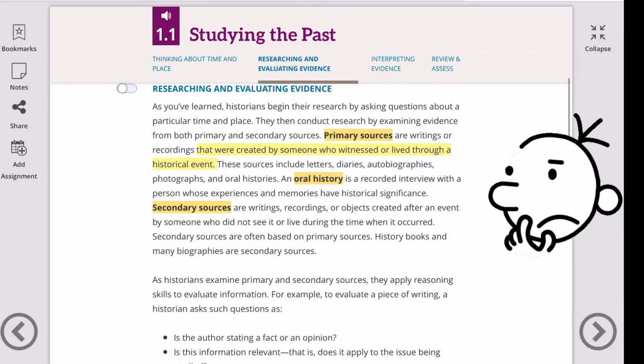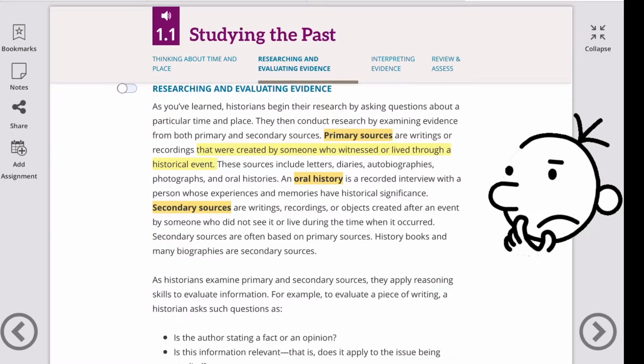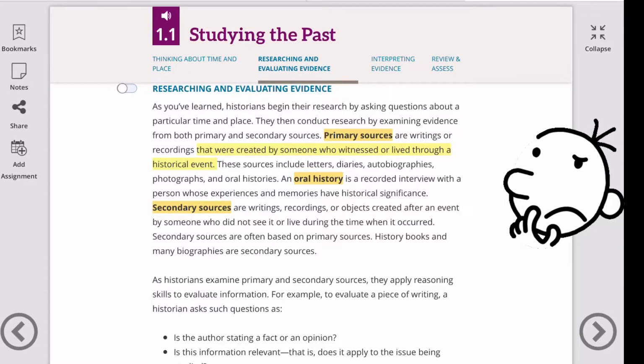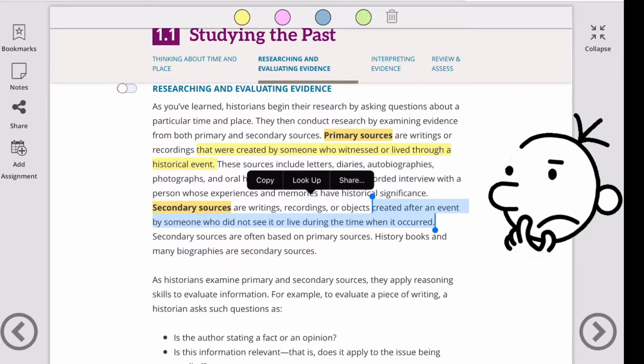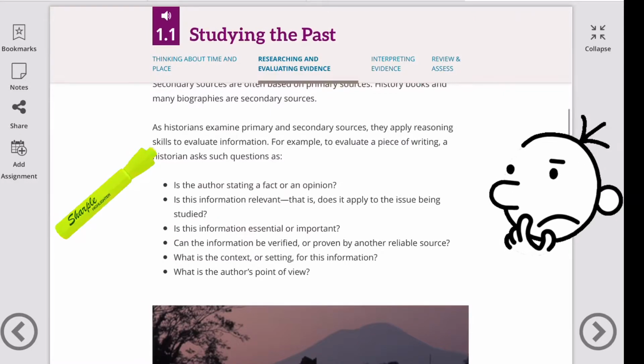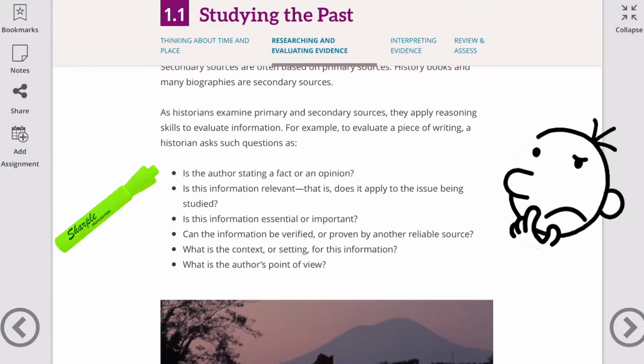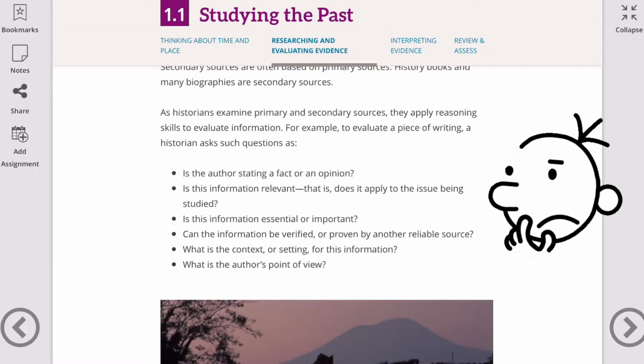Now let's go to the secondary sources. These are writings, recordings, and objects created after an event by someone who did not see or live during the time when it occurred. Secondary sources are based on primary sources. History books and many biographies are secondary sources. Obviously, the textbook that we are using, the online book that we are using in history, is considered to be a secondary source.